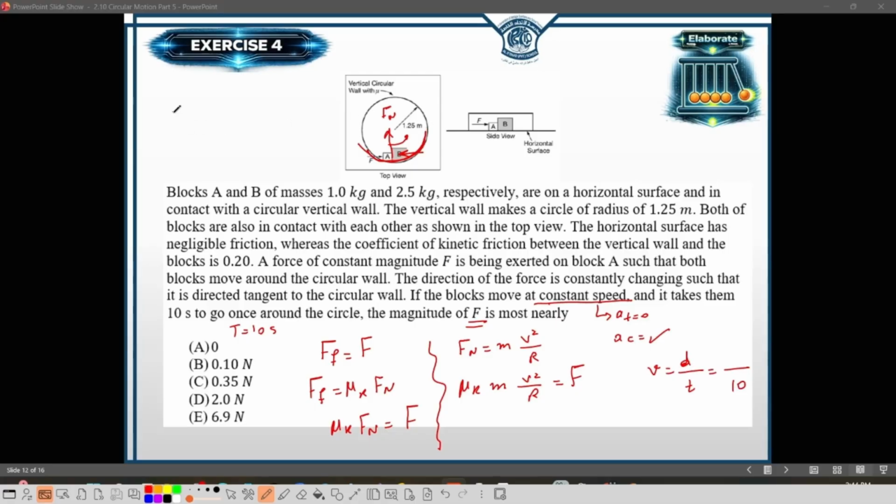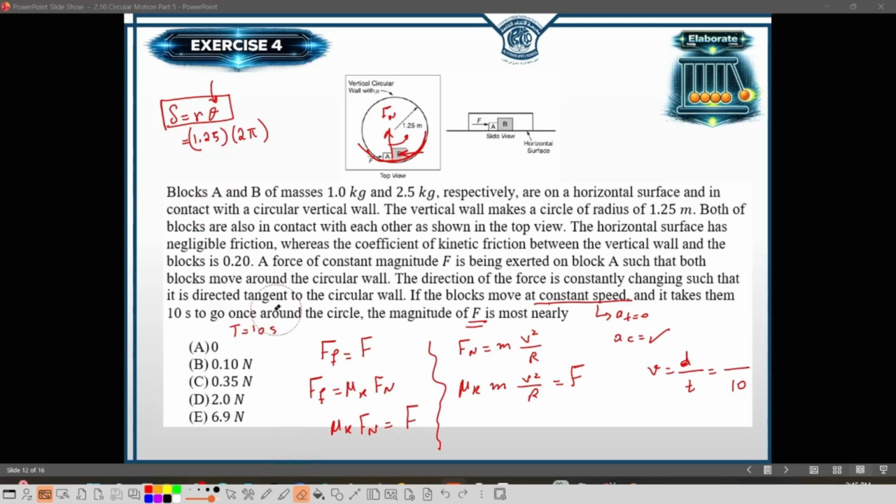And we know that the distance for one complete circle is r theta. Now the radius is 1.25, and the theta after we complete one circle is 2 pi. This is the angle after completing one full circle. Remember that when you use this equation, make sure to write the theta in radians, not in degrees, because in degrees it's 360 and it won't give you the correct answer. It should always be expressed in radians.